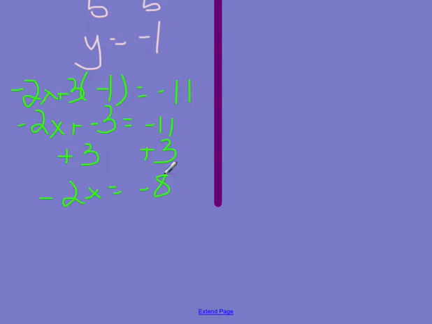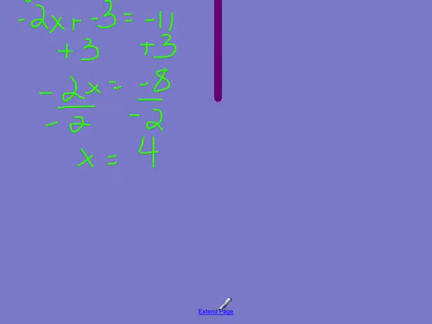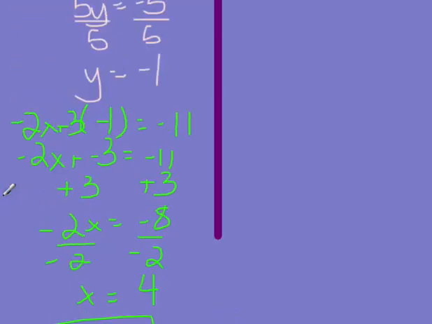Now I divide both sides by -2. And since a negative times a negative is a positive, my answer for x is a positive 4. So we're going to write out that solution (x, y). We put our x first and then our y. So our solution is (4, -1).